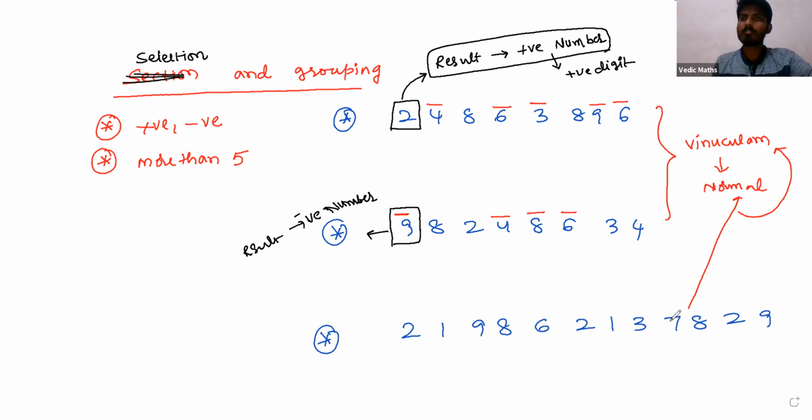This is a normal number to vinculum number question. So for the normal questions, we have to select digits which are more than 5. So you can see 9, 8, 6, 7, 8, 9 are the digits which are more than 5. So we are focusing on these digits. Okay, ready. Let us see how to do the grouping.